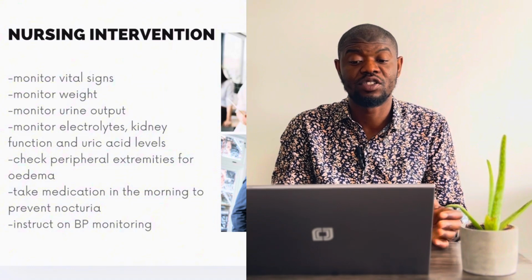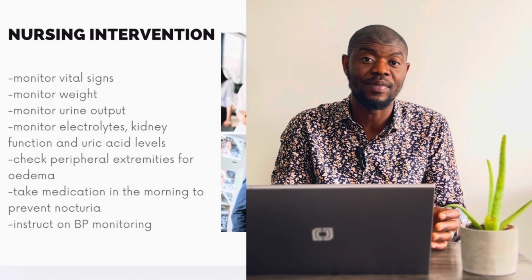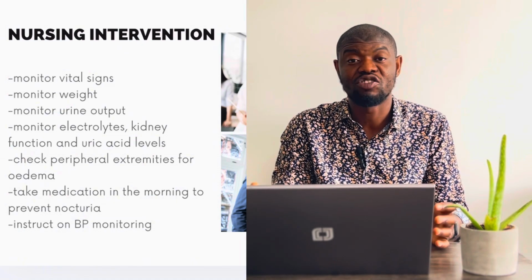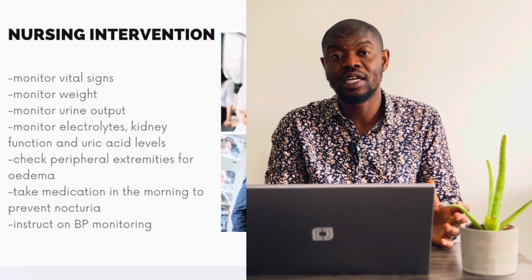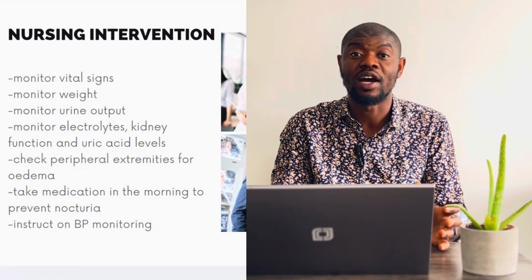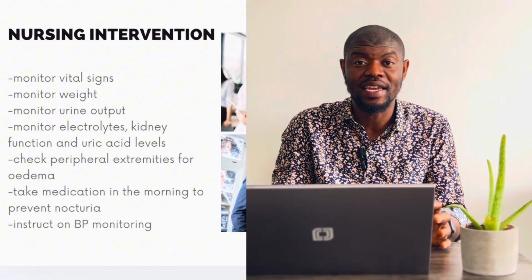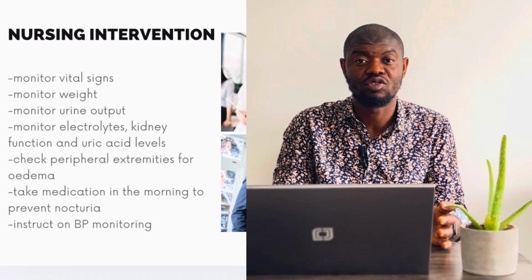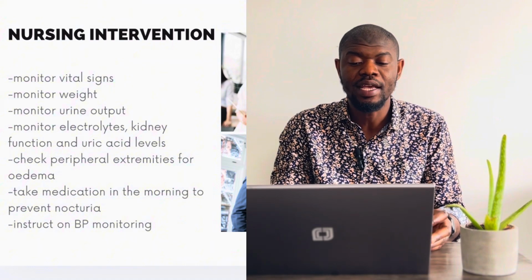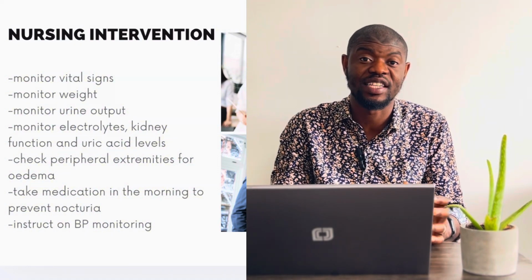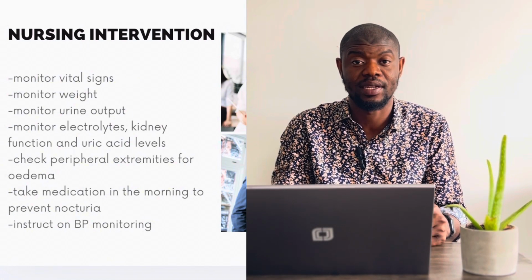One of the other things you also want to do is check your peripheries for any sign of edema. One of the first signs of fluid retention you are likely going to see is edema in the peripheries, and so you want to keep an eye out for this. Now, it is important that you instruct patients on how to monitor their blood pressure. Because diuretics work mainly to reduce your blood pressure, it is good that you always keep an eye so you don't become hypotensive. And finally, you want to encourage patients to take these medications in the morning. This is because you want to prevent nocturia and to promote sleep at night.